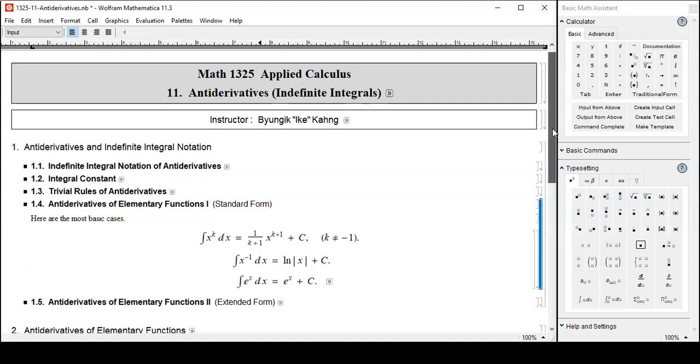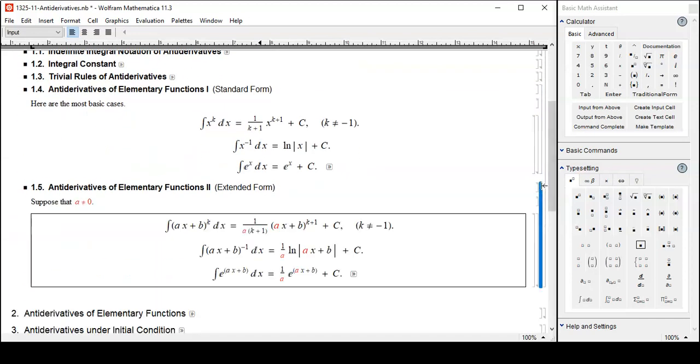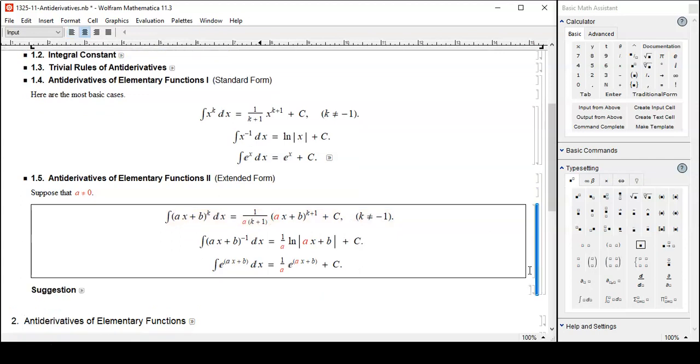Okay, let's keep this open. Let's consider similar circumstance, except that instead of just x, we have ax plus b. Instead of just x, we have ax plus b. Again here, instead of x, ax plus b. And what's the recurring theme? We have 1 over a, 1 over a, 1 over a. Why is that? If you start from the right-hand side and then take the derivative.